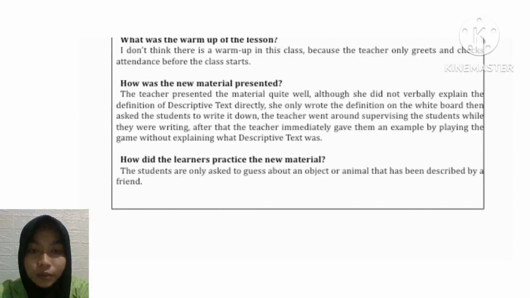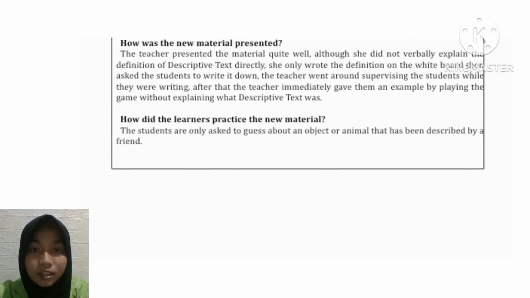How did the learners practice the new material? The students are only asked to guess about an object or animal that has been described by a friend. Was there an evaluation? I don't think there was any evaluation. The teacher only asked, "Did you understand?" Then closed the lesson. In this space, write any final comment you have about the lesson you observed.